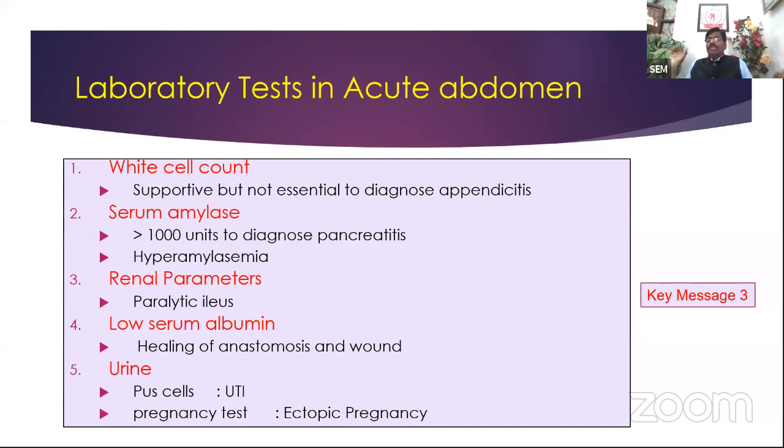Amylase more than 1000, pancreatitis is confirmed. Next, third, renal function test is important in all cases of acute abdomen, because of the hypovolemic shock, the patient may have increased urea and creatinine. Second, a patient with chronic renal failure with increased urea and creatinine can indirectly present as a paralytic ileus and acute abdomen. Both are possible. An acute abdomen leads to renal failure, or a renal failure patient will present as an acute abdomen, mimicking an acute abdomen. So always the renal function test is very important.